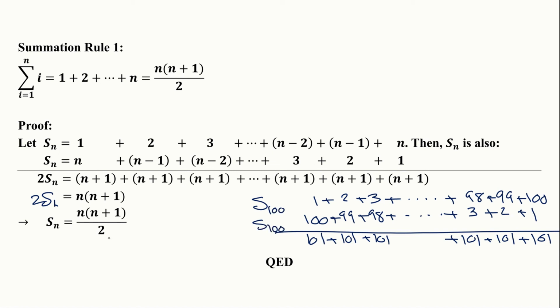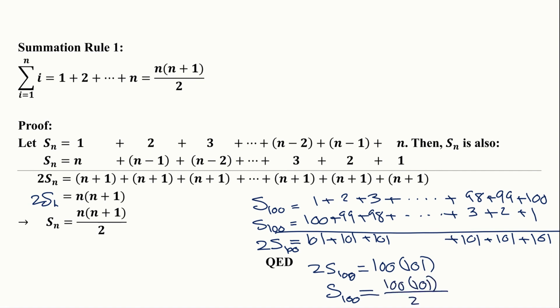But that's S100 and S100. So 2 times S100, if I add the 2, is going to be this. So 2 times S100 is equal to 100 of the 101s. So what is the sum of the first 100 natural numbers? 100 times 101 over 2. You can imagine that the teacher was not very pleased with the fact that he couldn't get his work done, but I'm sure he was quite impressed by young Gauss, very, very famous mathematician.